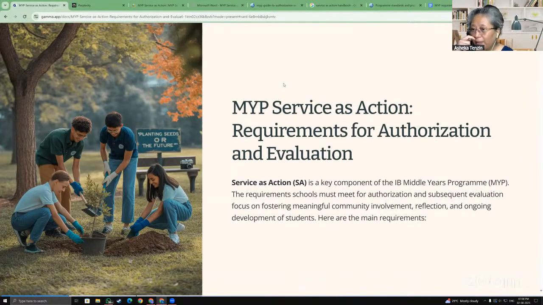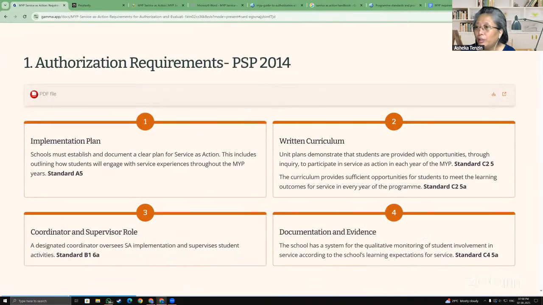Services action is one of the key components of the IB MYP, and schools are required to meet some expectations or requirements for this during authorization and also for evaluation. Now, what are the main requirements? Schools that go in for authorization follow the Program Standards and Practices 2014. These are the standards which you will see in bold. You have to show it either in progress or with some evidence while implementing the program.